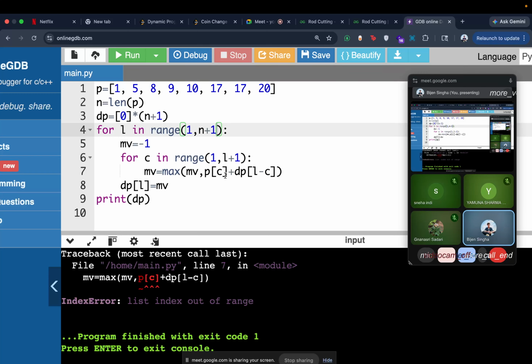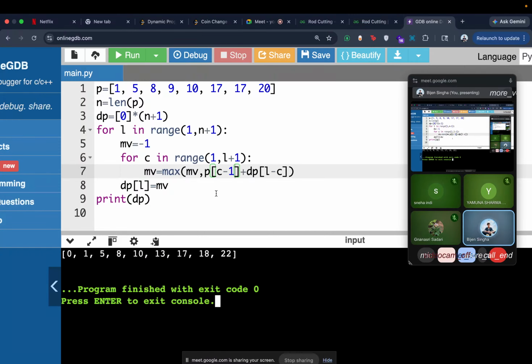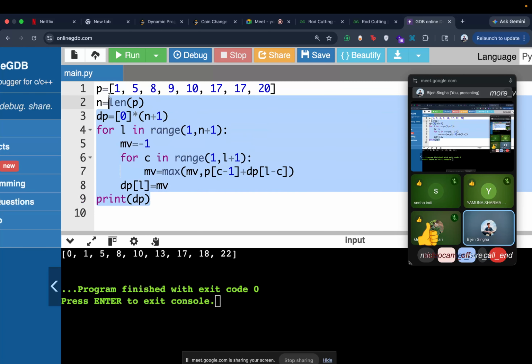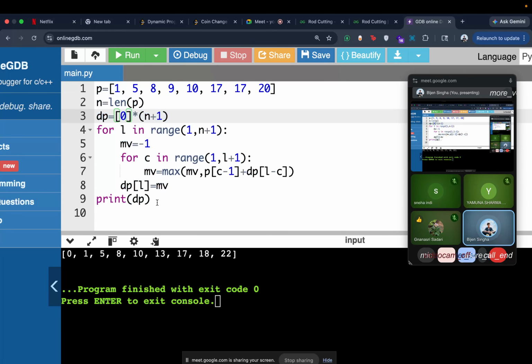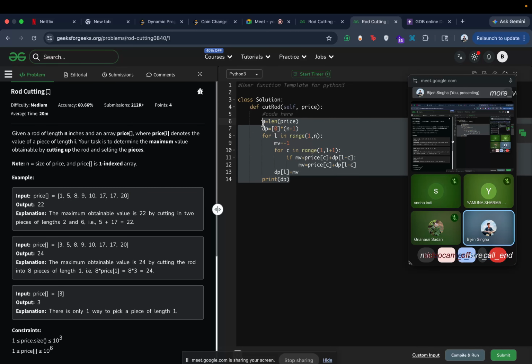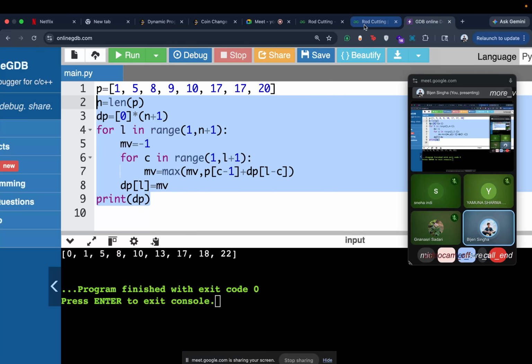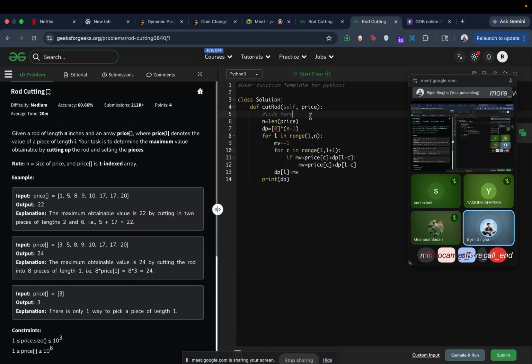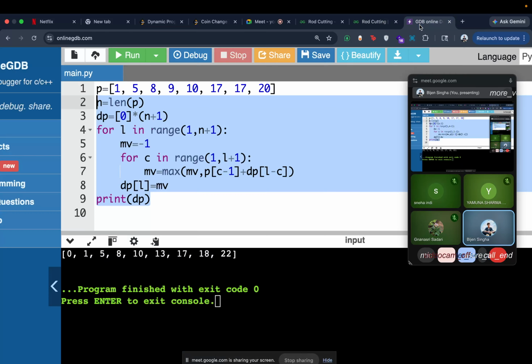Price of C. So C minus 1, I guess, this time. Yes. Are you understanding? Because 0 is not there, I am doing minus 1. Okay. So what I'll do is I'll just copy this from GeeksforGeeks. I'll just change it here. What I have changed: len of p, fine, n plus 1, fine.